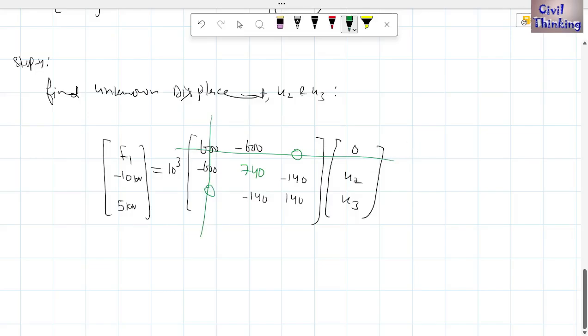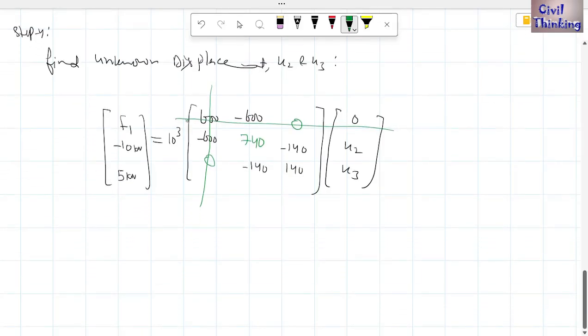If U2 was 0, then this is second, so second row, second element. If U3 was 0, because it is the third element, then third row, third column. Because 0 is the first element, first row and first column is out. This is the first row, second row, third row, and first column, second column, third column. So we will get something simplified, right?